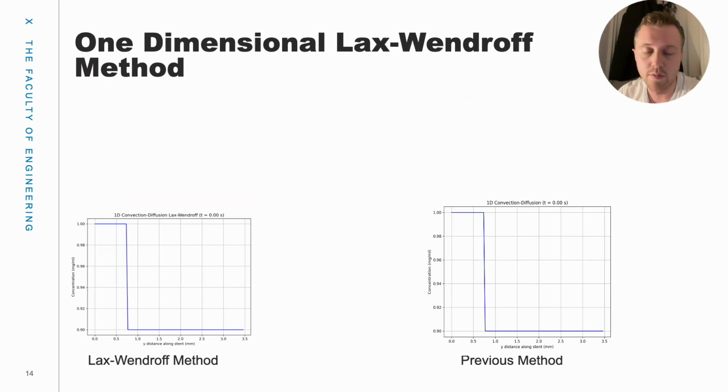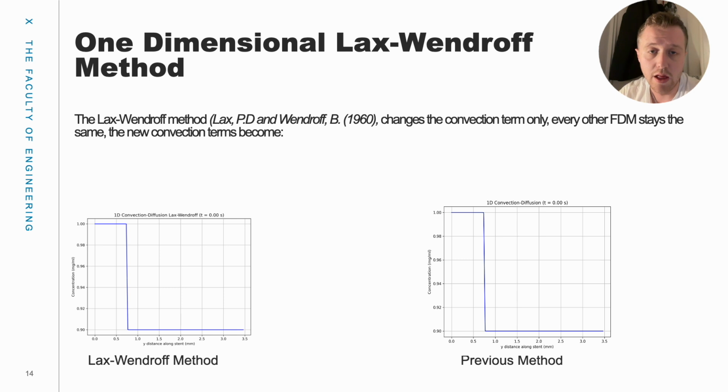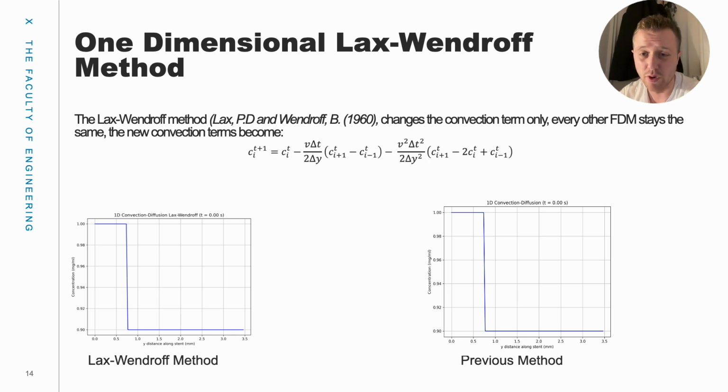So let's look at different methods for our 1D. To explore this, I used a Lax-Wendroff method, which introduced a second order partial derivative term, which is slightly different from our old methods, but we're only changing the convection term. So here shows the new formula, which we're using for the next time step.